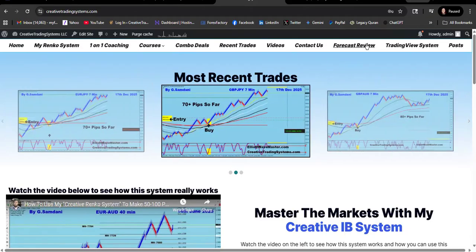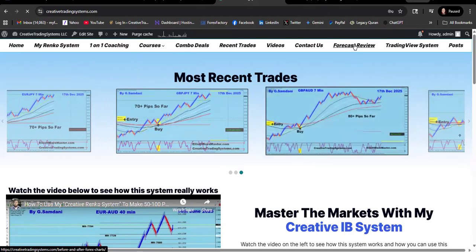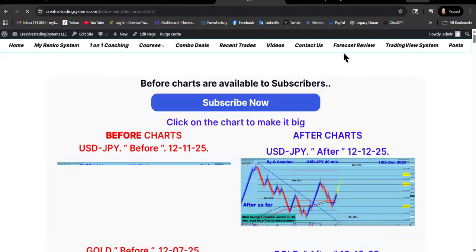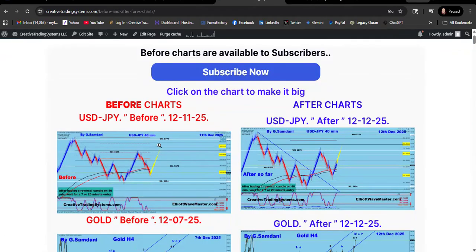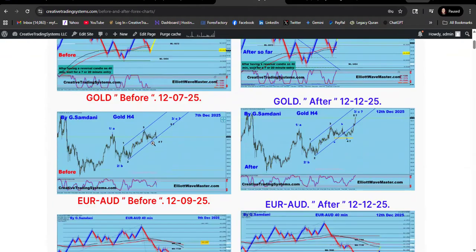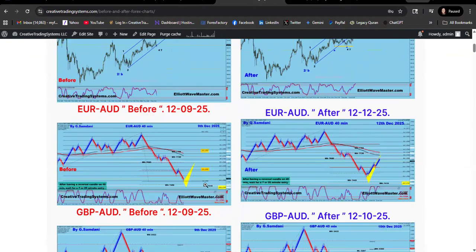Right. These are before and after charts here. You can see my predictions, that I said this is going to go up and this is how it goes, and then this gold is supposed to be going from here to here, and it did. Right, this one's supposed to go up, and it did. And on the back of these setups, I take my entries from 7-minute charts.